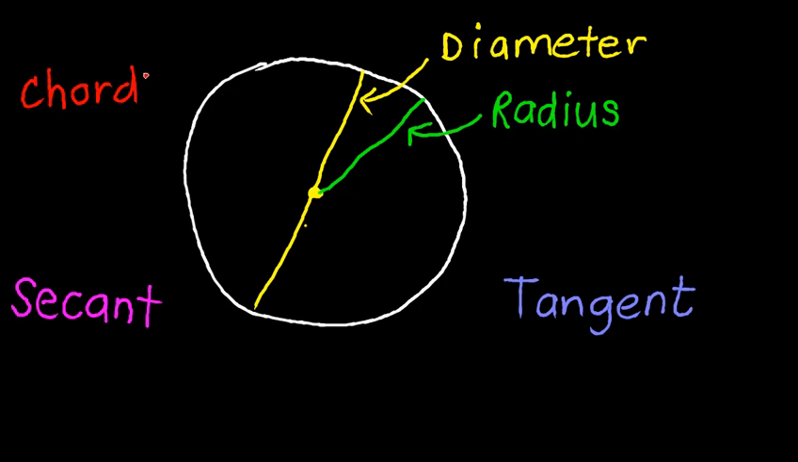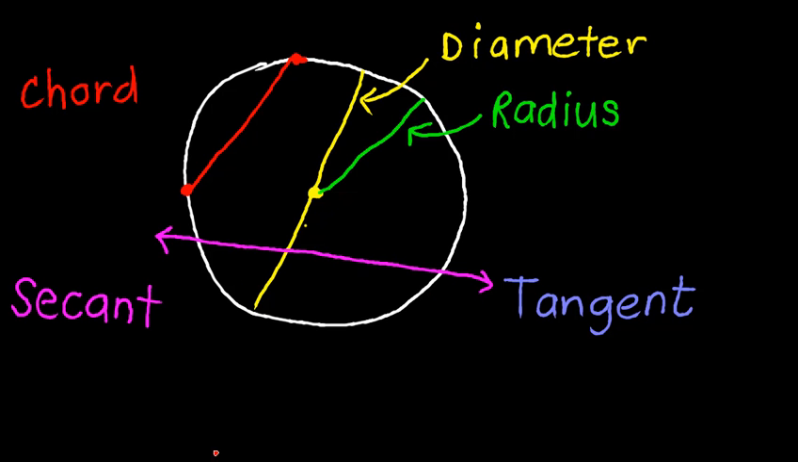So let's talk about a chord. A chord is actually a line segment that is on the interior of the circle, and it basically goes from one edge of the circle to the other. A secant is very similar to a chord, except that it goes all the way through the circle. And so you'd see arrowheads on each end. All the way through.